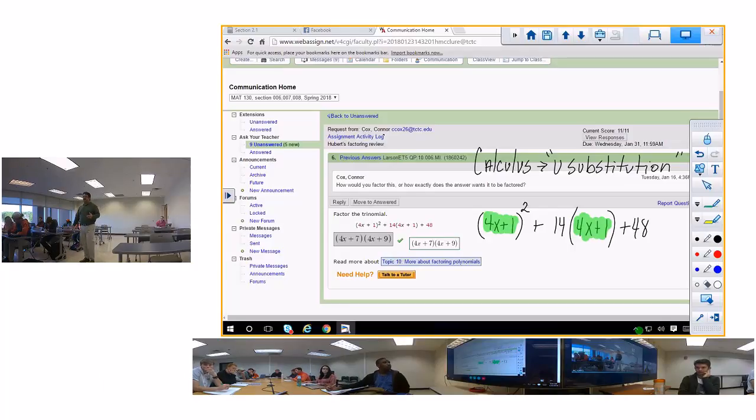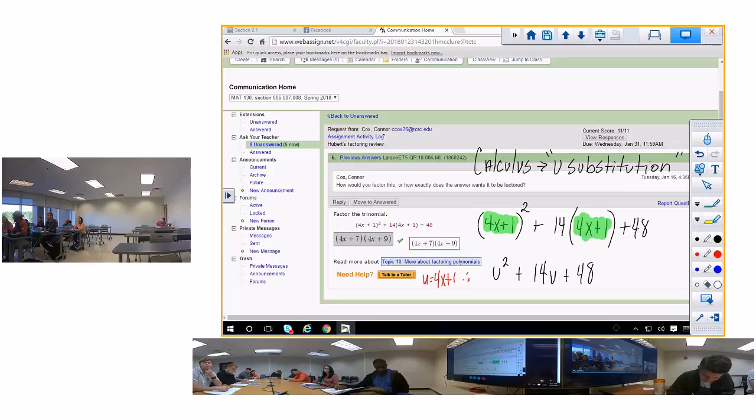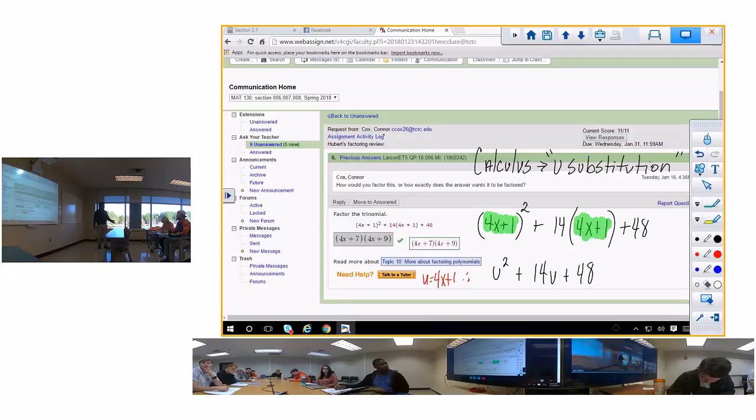So I want everybody to put over to the side, u equals 4x + 1. So go over to the side and write u is equal to 4x + 1. Therefore, what do we have? u^2 + 14u + 48. And now what do we have? Got a regular reverse FOIL, or you've got a regular completing the square. Now, of course, I'm going to do completing the square because the more you're exposed to completing the square, the better. So I'm going to use completing the square.